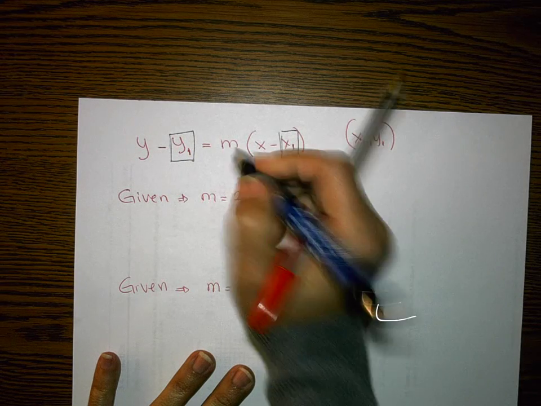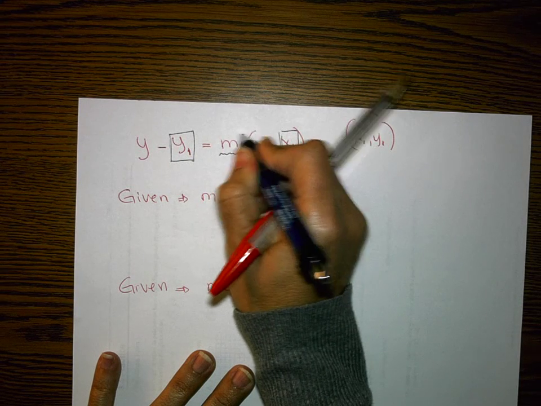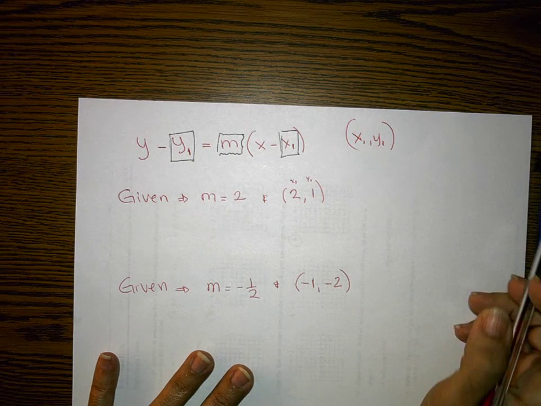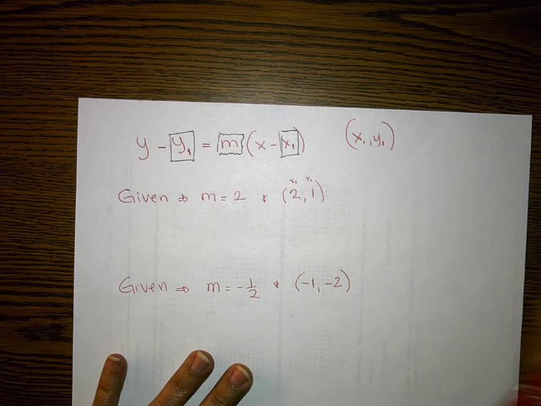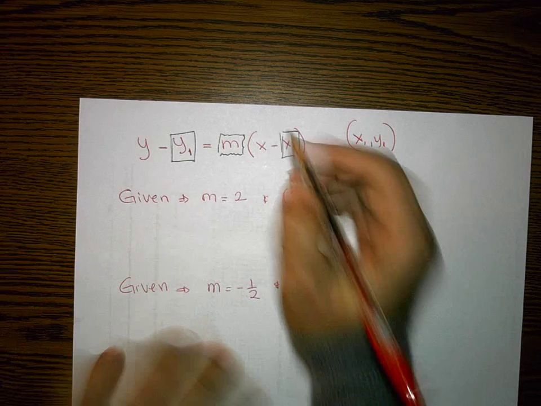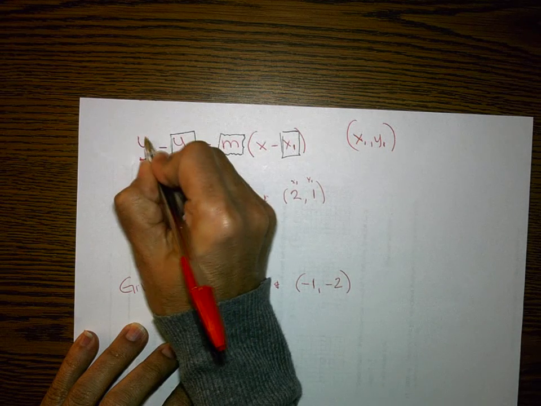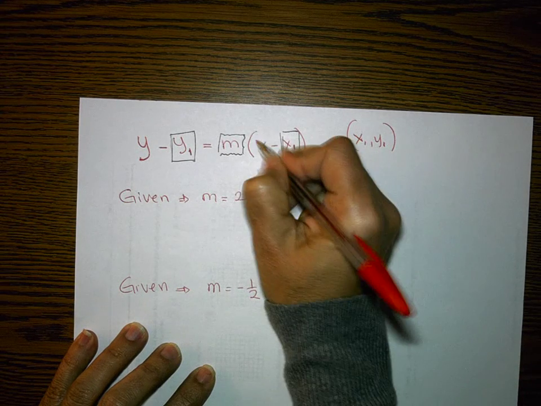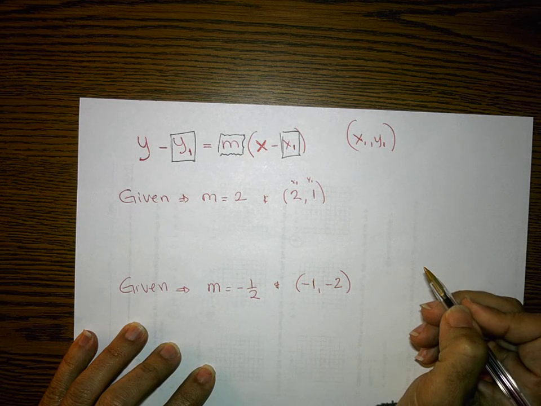And then we have the slope. This is something that we also replace in the equation, okay? So there are three things to be replaced in this equation. It is the point x and y and the slope. This other y value stays in the equation, and this other x value stays in the equation.